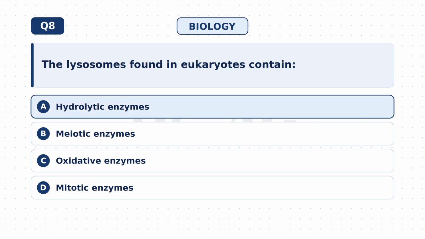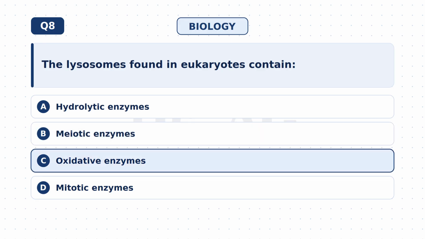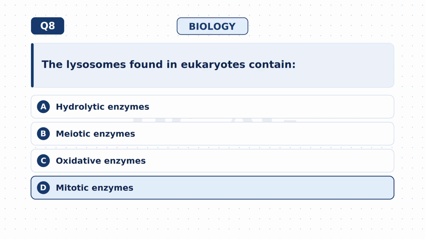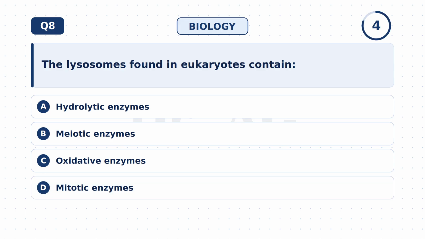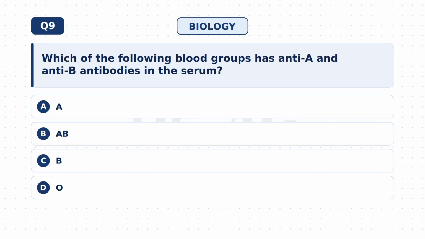Question 8. The lysosomes found in eukaryotes contain. Option A. Hydrolytic enzymes. Option B. Meiotic enzymes. Option C. Oxidative enzymes. Option D. Mitotic enzymes. The correct answer is A. Hydrolytic enzymes.